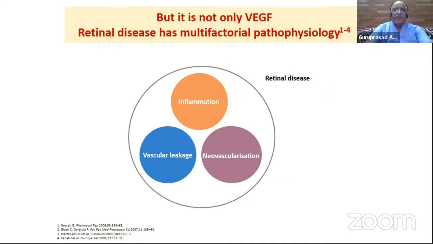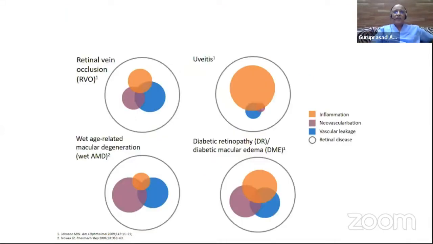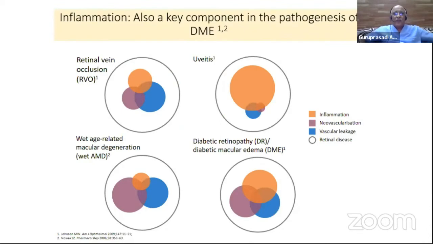But it is not just VEGF. Retinal disease has multifactorial pathophysiology. In any retinal disease there is a component of vascular leakage, neovascularization, and inflammation as well. And we can see that even in diabetic macular edema, there is a substantial component of inflammation.